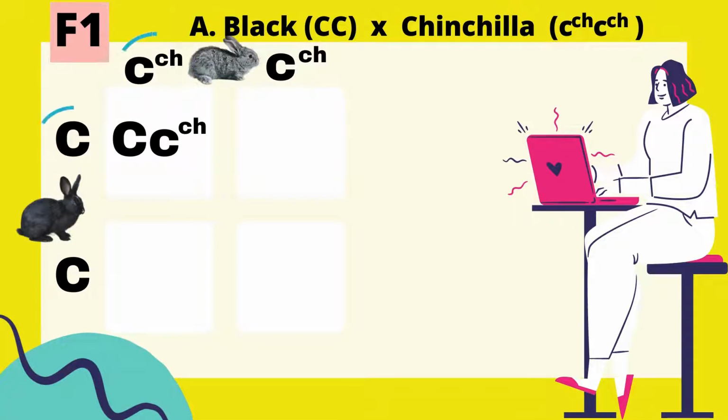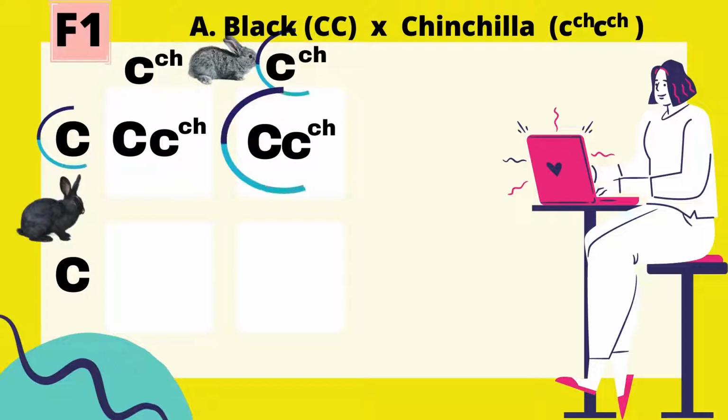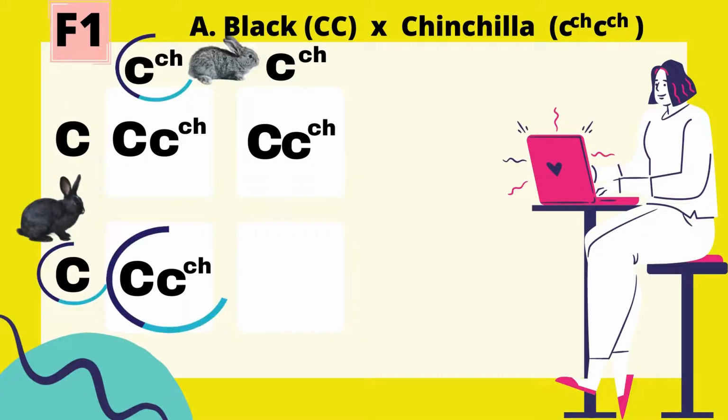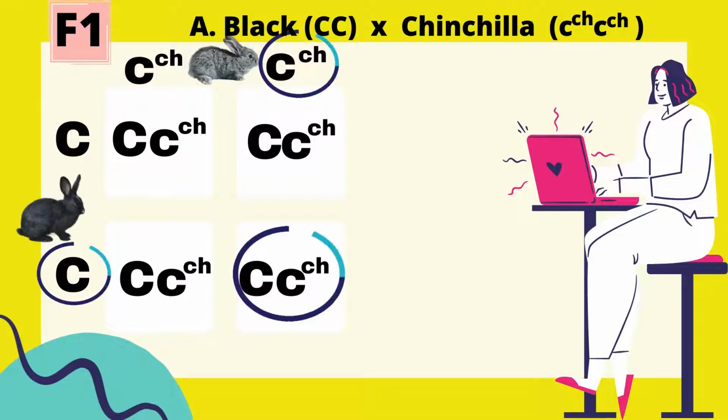Now, to fill in the first square, combining capital C and lowercase c with superscript ch, and that is the genotype of the first offspring. For the second square, combine capital letter C and lowercase c with superscript ch, and that is the genotype of the second offspring. For the third square, combine capital letter C with lowercase c with superscript ch, and that is the genotype of the third offspring. For the fourth square, combine capital letter C and lowercase c with superscript ch.